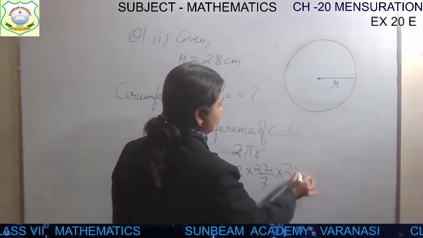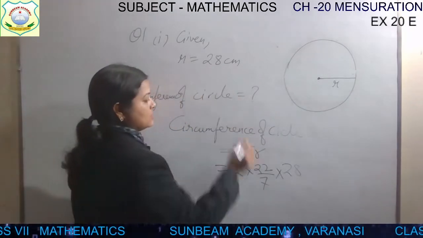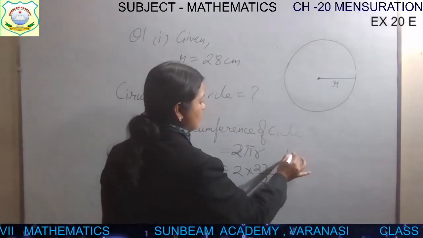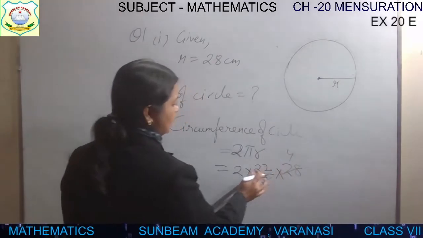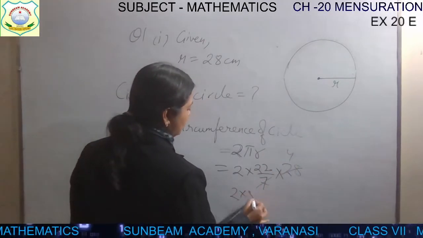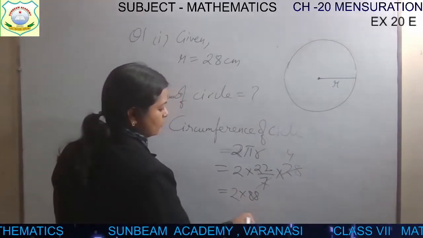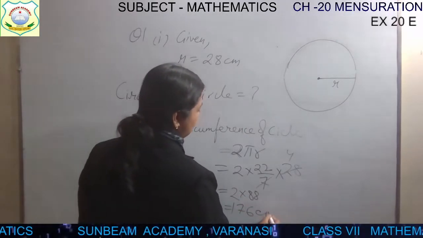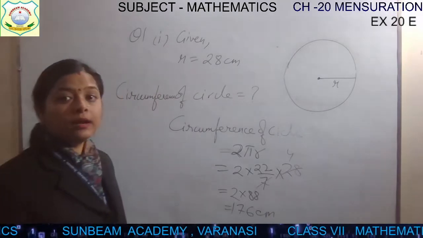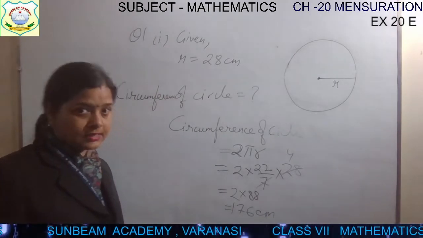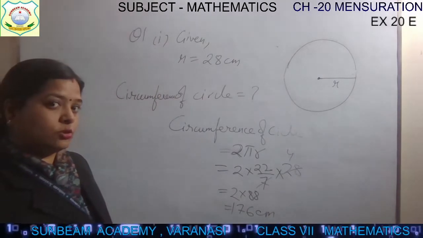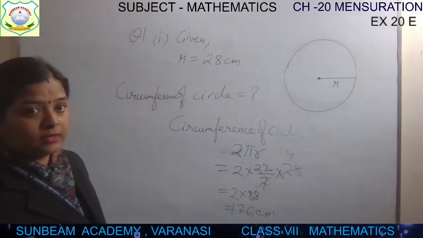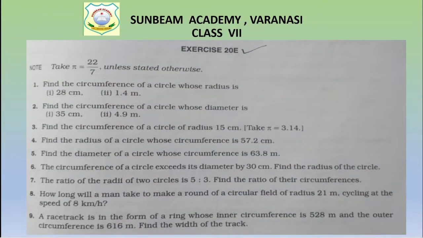Radius is 28 centimeter. 7 4s are 28. 4 2s are 8. So 2 into 4 is 8, 8 2s are 16, plus 1, 17. 176 centimeter. This is the first question, first part. Let's move to the next question.